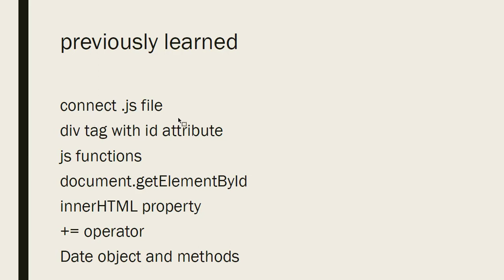So we were able to connect to a .js file and add a div with an ID attribute so we could access it with JavaScript. We used JavaScript functions, and we wrote the function and called it. We used the document.getElementById method to be able to access an HTML element. We used the innerHTML property. Actually, we changed it, right, by writing a table to it.